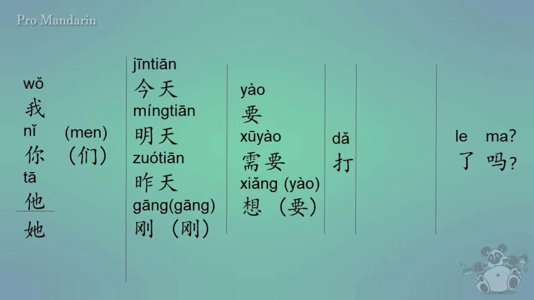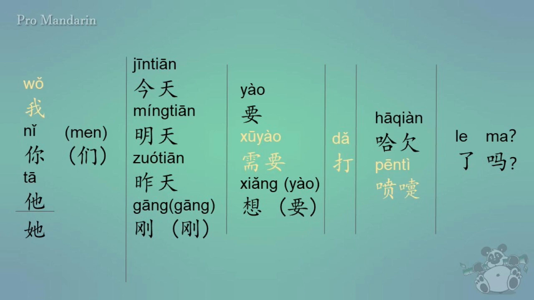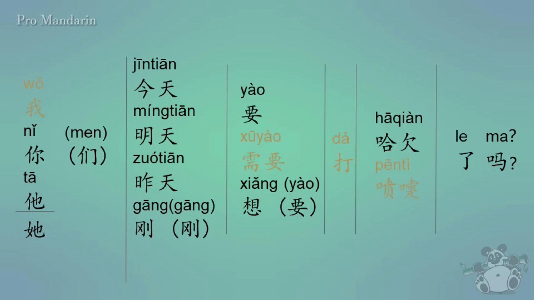Okay, instead of having those other actions, we're going to just change it up with 哈欠 and 喷嚏. 打哈欠 means to yawn, and 打喷嚏 means to sneeze. So, how would you say I need to sneeze? 我需要打喷嚏. Now, how would you ask, did you yawn?